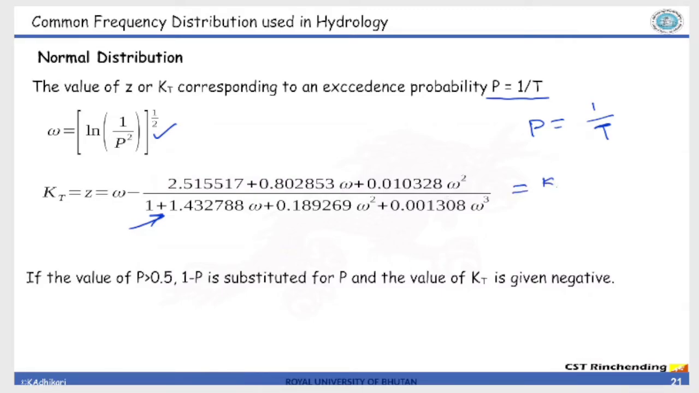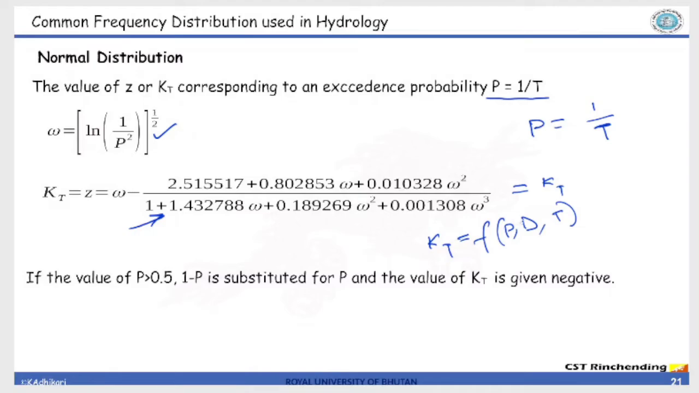KT. Now what we need to understand is that this KT, as you have seen, is a function of exceedance probability, frequency distribution, and return period. Exceedance probability and return period are related; if you have one value, you can get the other, but still I am mentioning it. So based on these three, you can calculate the frequency factor.